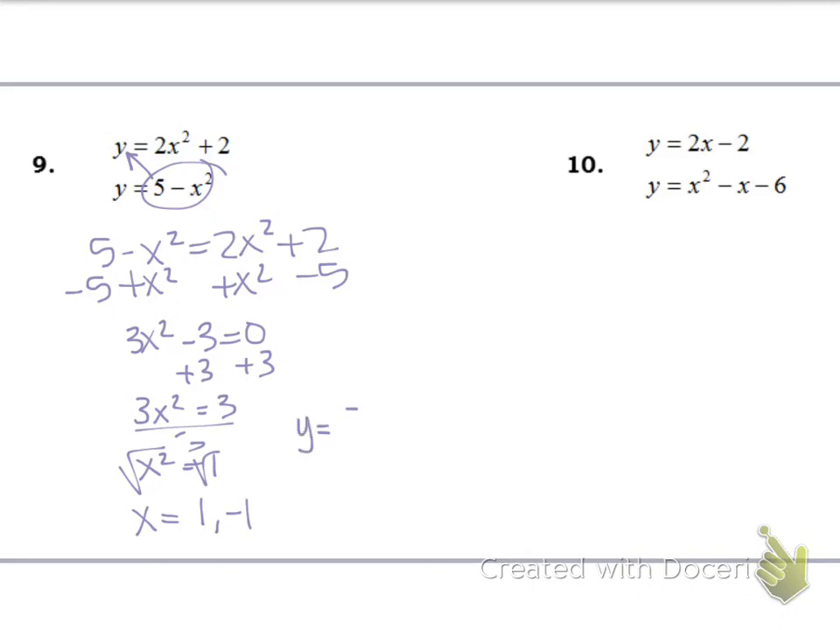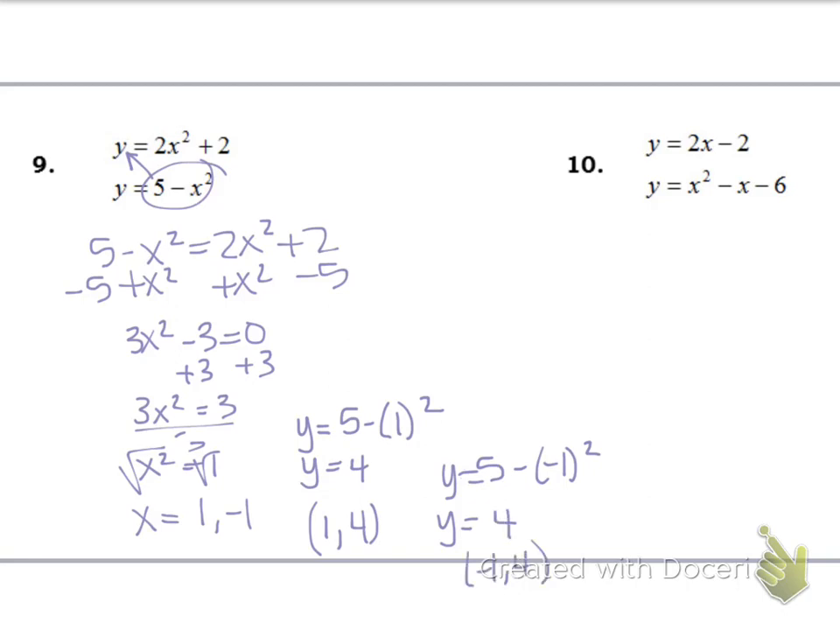So I could pick the bottom equation if I wanted to. So if I plug in 1, 5 minus 1 squared, which is basically 5 minus 1, so I get 4. Making sure I use parentheses, 5 minus negative 1 squared is 1, so 5 minus 1 will get me 4 again. So negative 1, 4.